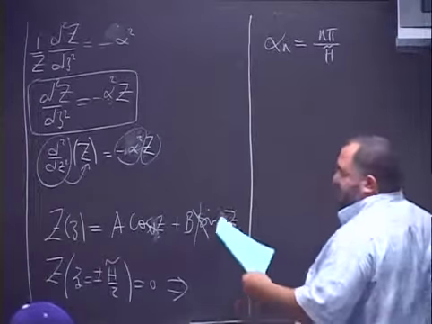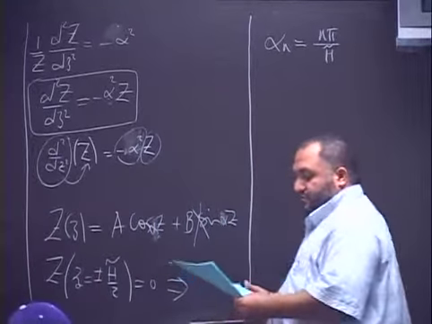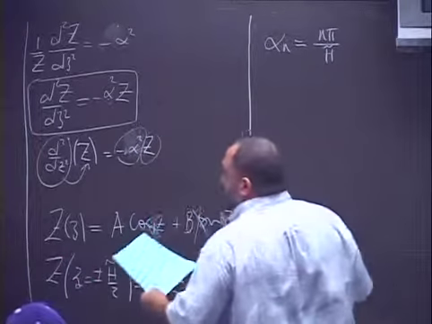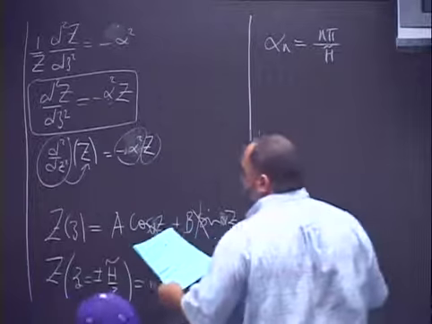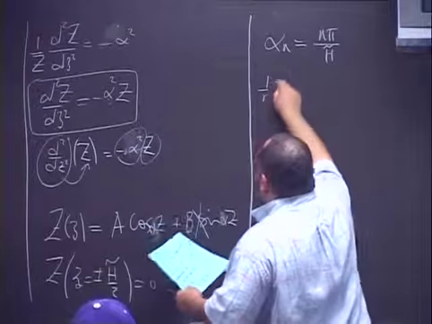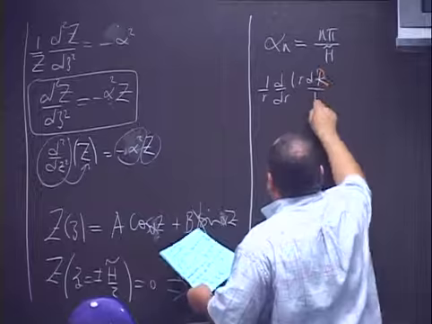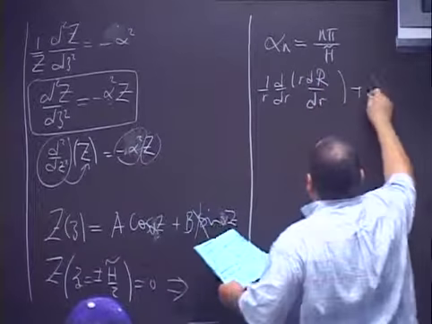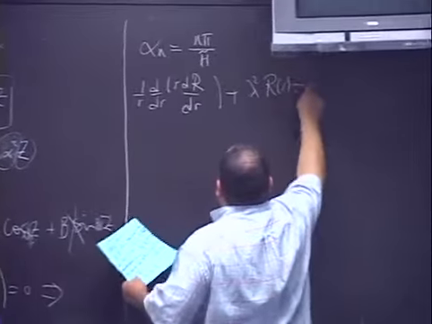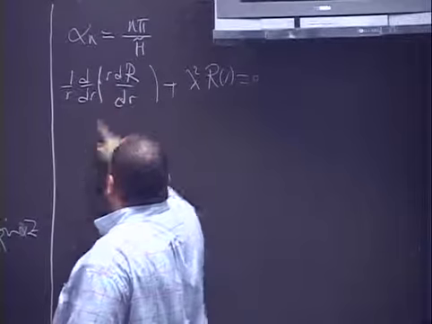I will do the same for the other equation. So the other equation will be rewritten as the following. The other equation will be written as 1 over r d by dr, r dR capital by dr plus lambda square R capital equal to 0. Try just to rearrange this equation.